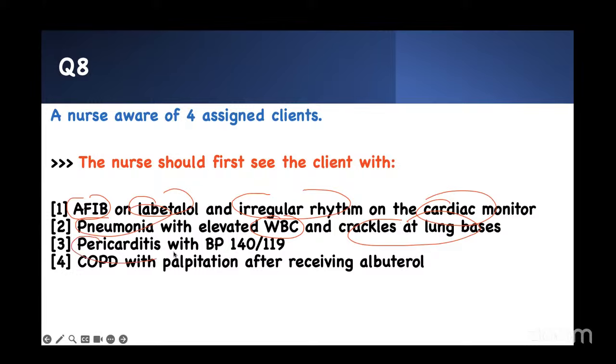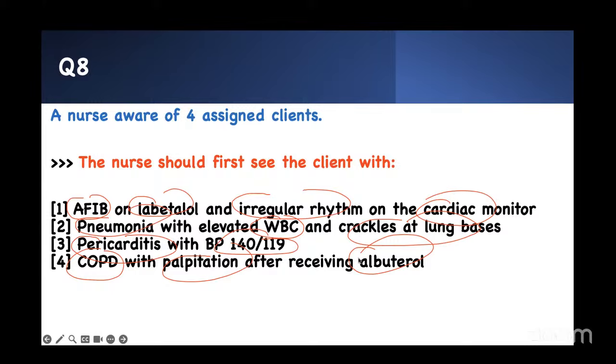I have pericarditis. My blood pressure is 140 over 119. You've got to be sharp. I have COPD and I have palpitations after you give me albuterol. What do you think? Put down your answer and explain it if you can. Why do you pick 1 over 2 over 3 over 4? Why do you pick number 1?